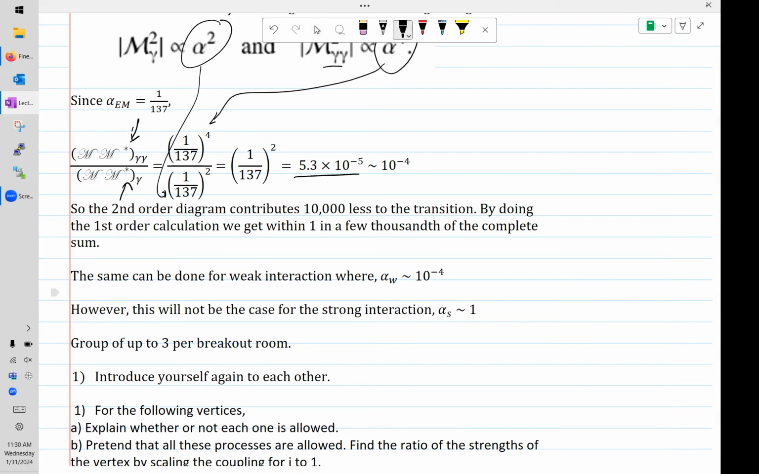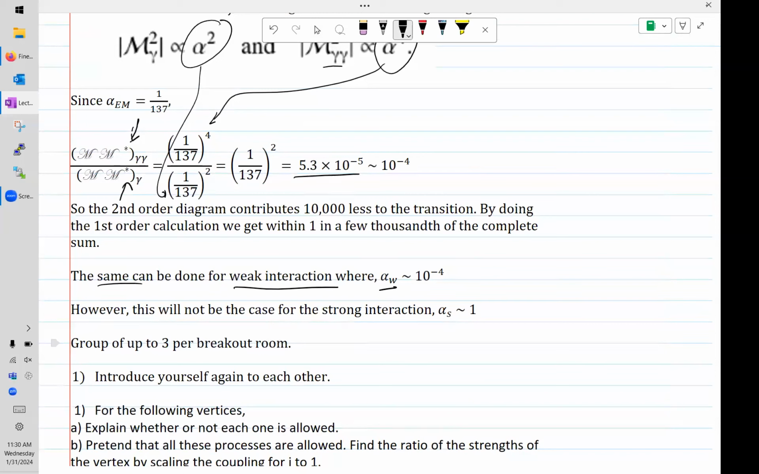The same can be done for the weak interaction, where alpha weak, instead of being 1 over 137, is actually even smaller, 10 to the -4. The weak interactions are also nice to calculate, because the next order diagram is going to be 10 to the -8 times less likely to happen, because you're basically always squaring this alpha.